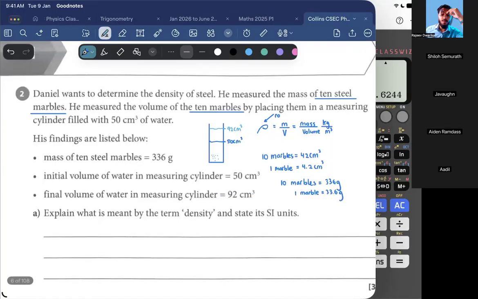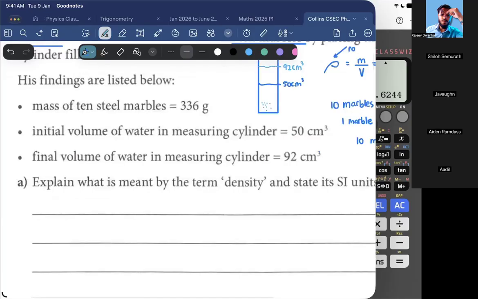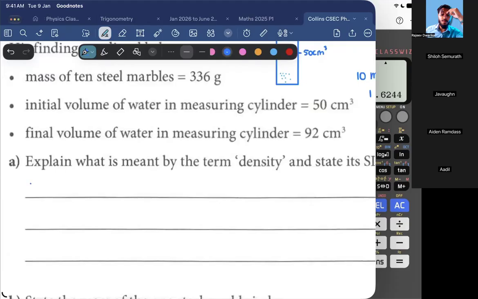Alright, so explain what is meant by the term density. Density is just the mass per unit volume. That's really it. It's just the amount of mass in a volume. So I'll just put the definition here. It's simply the mass per unit volume. So Javon, in other words, how much mass is packed in a given volume? That's what it tells you.